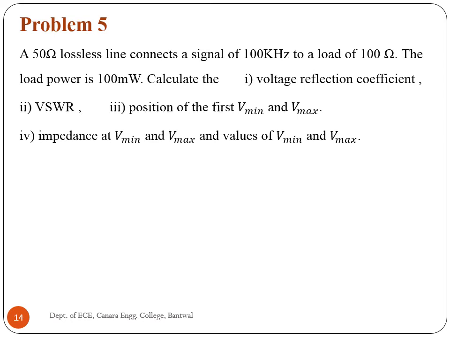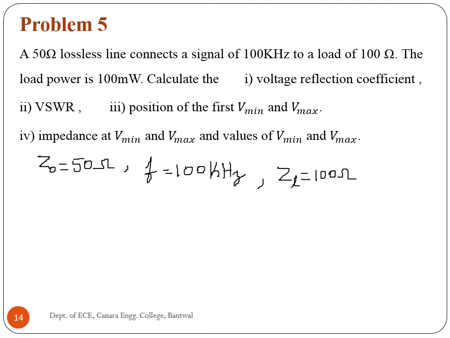Given Z0, the characteristic impedance, is 50 ohm, frequency is 100 kilohertz, and ZL is 100 ohm, and load power PL is given, it's 100 milliwatt.